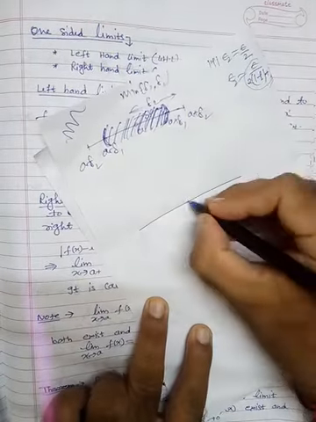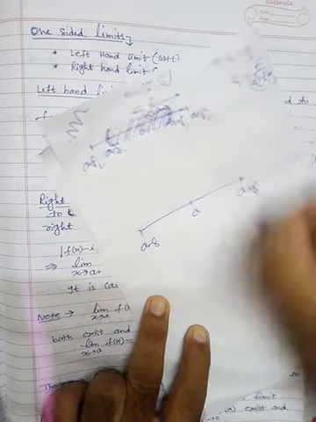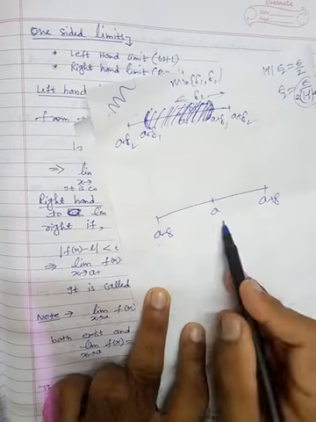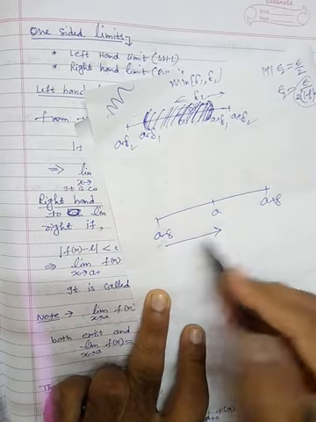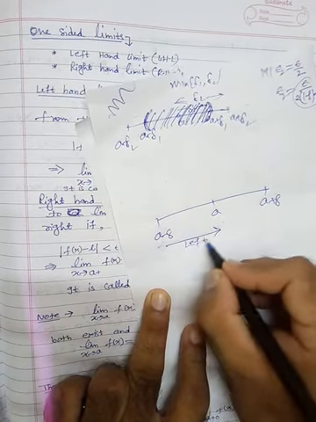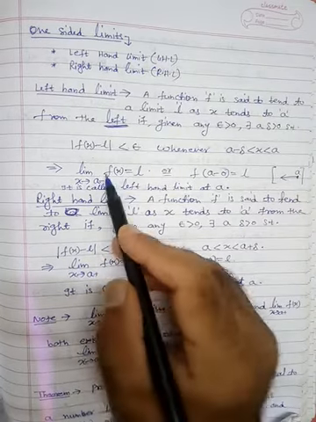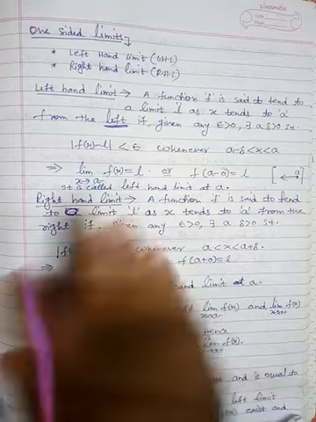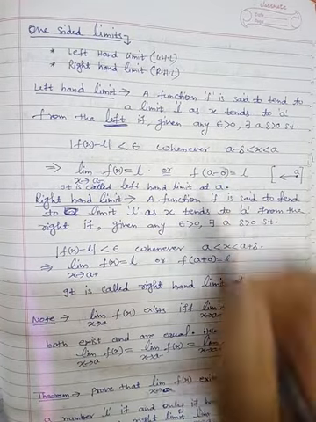That means here, this is your a, this is your a minus delta, this is your a plus delta. So we are moving from here to here, from the left side. A minus delta to a, this is from left. Fine. So this is the notation a minus. A minus means we are moving from left, or a minus 0. Both are same.